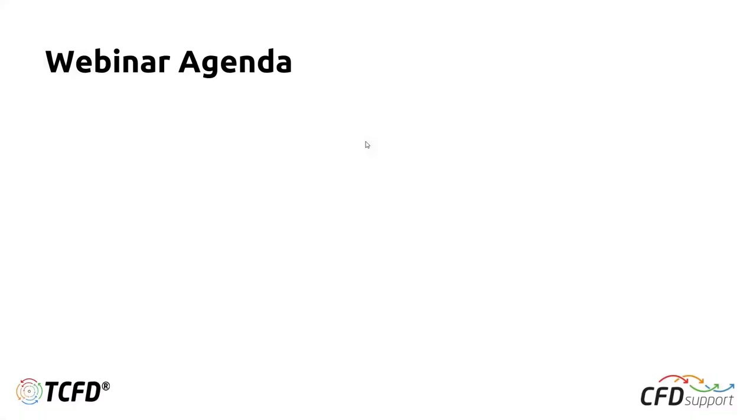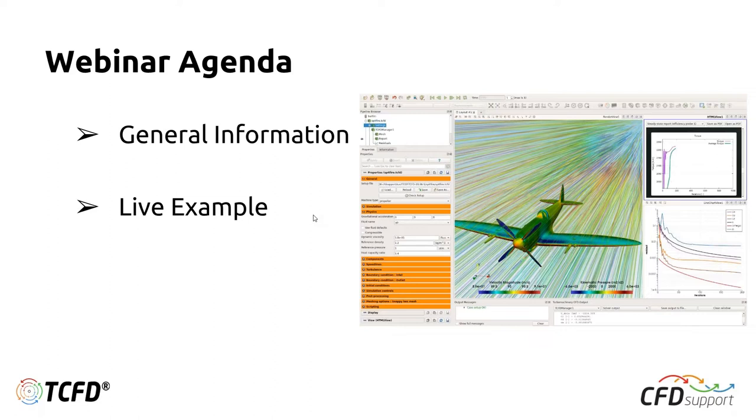Here's the agenda of today's webinar. The webinar is going to take about 1 hour, depending on the number of your questions. There will be three parts in this webinar. In the first part, I will give a general introduction to TCFD and point out the main TCFD features and benefits. In the second part, there will be a live example where Radek is going to show you a few examples of TCFD. And finally, in the last part, there will be a Q&A session dedicated to your questions and our answers. So feel free to ask your questions. Some questions will be answered right directly in the webinar. The rest will be answered via email later after the webinar is finished.